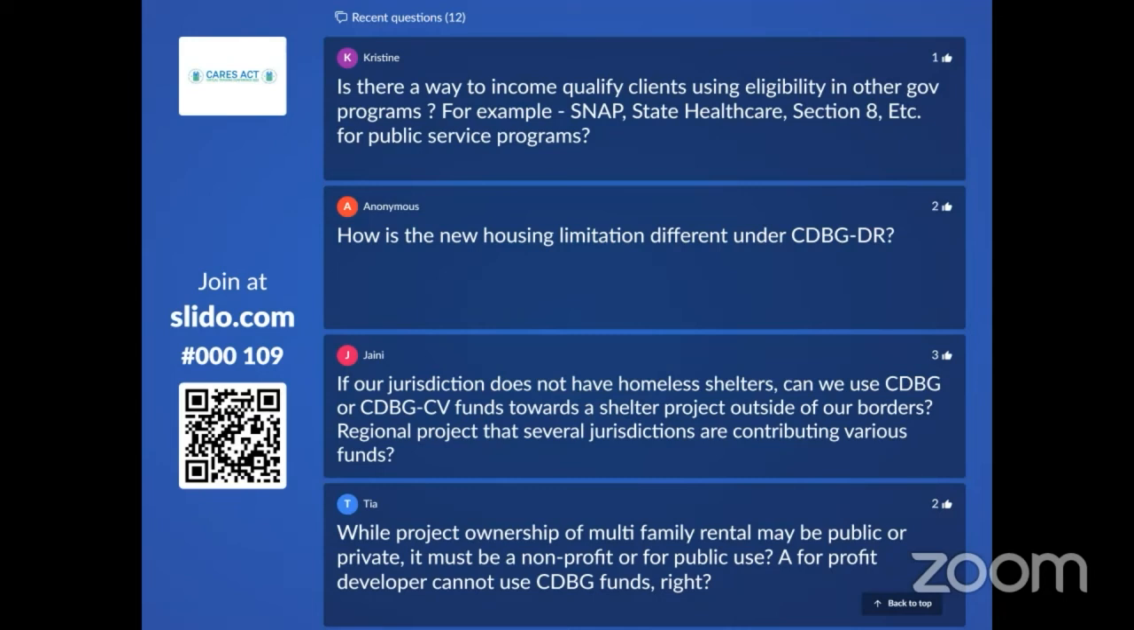Yes. If a client comes to you and can provide current documentation, I'm not talking about something 5 years old, showing that they are participating or eligible for SNAP or Section 8 or what have you, that can be used as a way to document that person as low and moderate income, because they had to income qualify under those other programs that have income requirements similar to or more stringent than the CDBG income requirements.